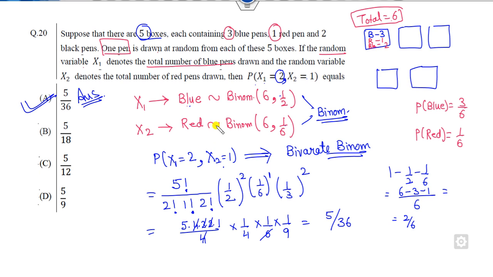That's a very simple concept, because there are two different random variables which follow the binomial distribution. So we can combine them as a bivariate binomial distribution. So this is how each box can be written here. So these are the 5 questions. That's a very simple trick I can show you.